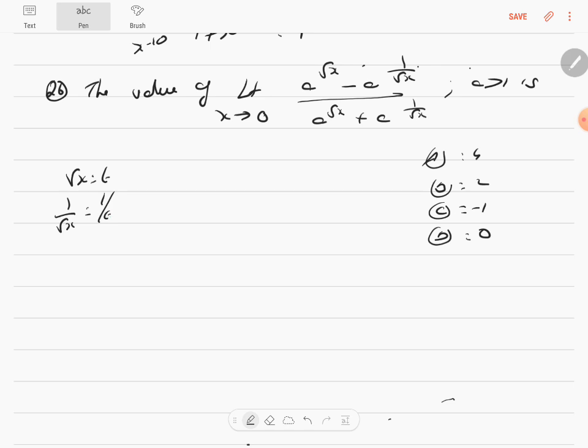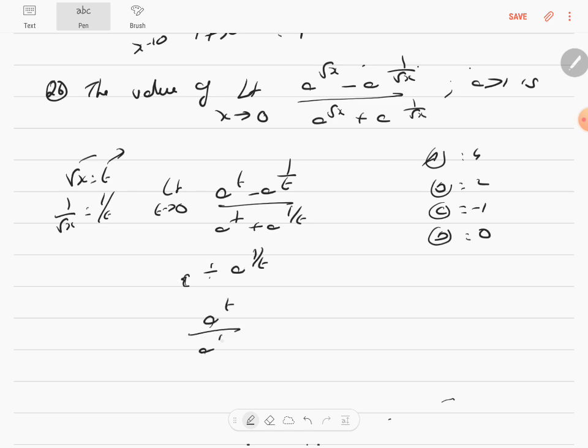So can we change this question to a to the power t minus a to the power 1 by t by a to the power t plus a to the power 1 by t, and again limit x tending to 0 means t is also tending to 0 only. So thus you can simplify it, and now we can divide every term throughout by a to the power 1 by t.